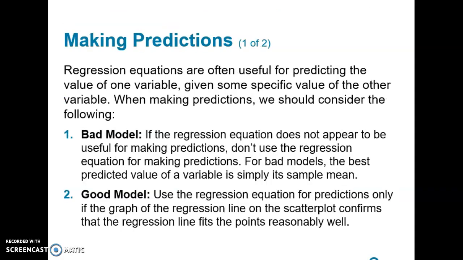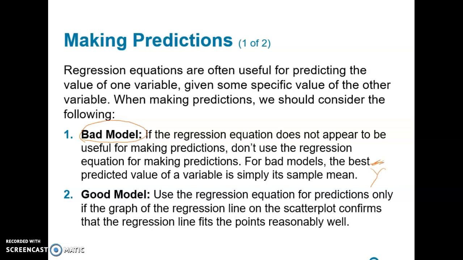Once we make a regression model for a set of data, we can use it to make predictions. So regression equations can be useful in predicting the value of one variable given some specific value of another variable. But first we have to consider whether we have a bad model or a good model. We consider a model to be a bad model if the equation does not appear to be useful for making predictions. So don't use the regression equation for making predictions in that case. For bad models, it's best to predict that the value of the variable is simply the same as the mean. So that would be the mean of the y values in your data set.